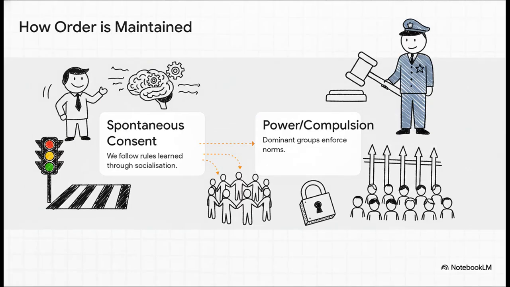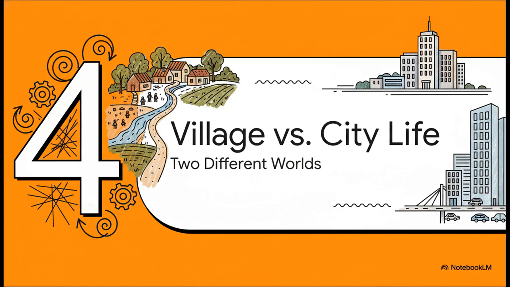Well, mostly it's through something called spontaneous consent. It just means we follow the rules because we've been taught that's the right thing to do. You stop at a red light, even when there's no policeman around. But sometimes order is also kept through power, where people are kind of forced to follow the rules set by more powerful groups. All right, let's make this all super real now.